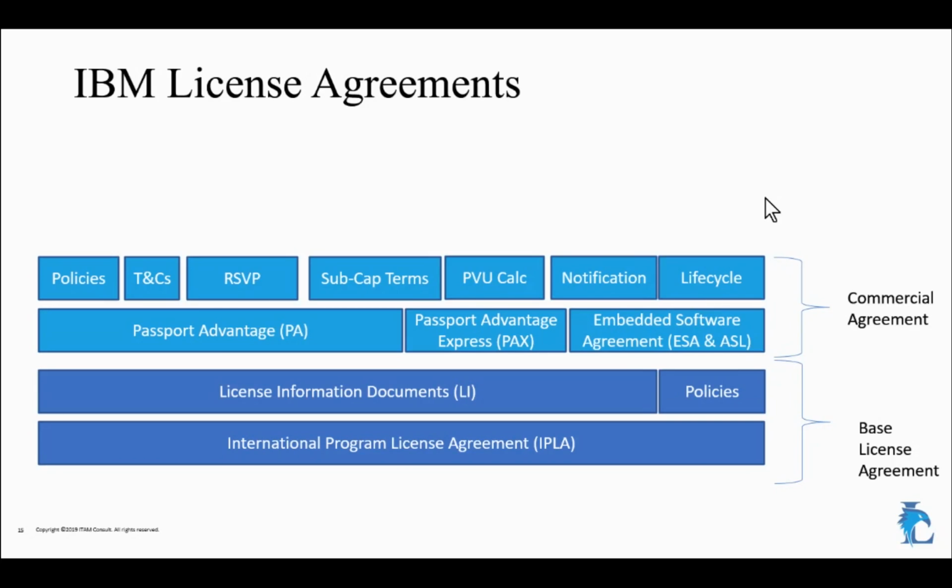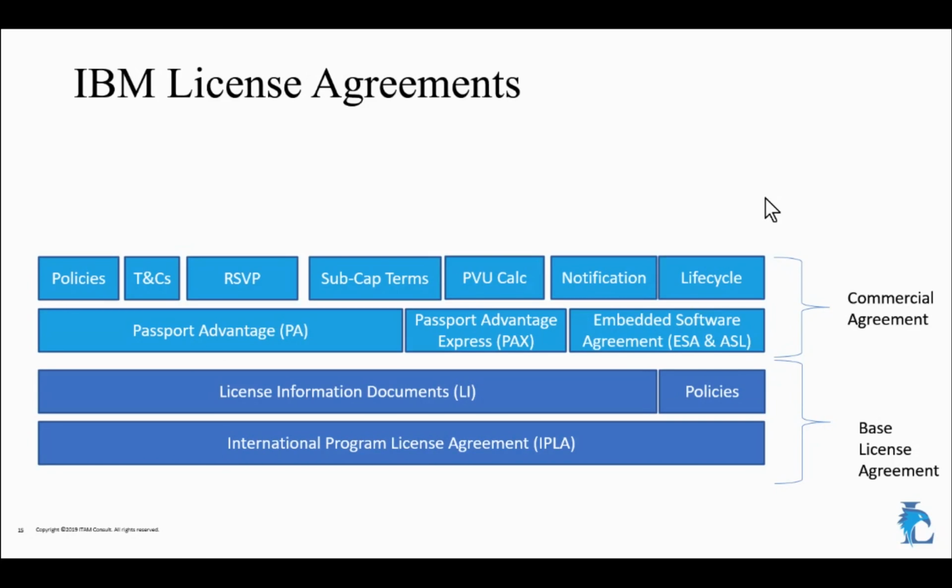documents, T's and C's, the RSVP program, which is all about your discounting, subcapacity terms, PVU calculations, how notifications are handled, and of course the software life cycles. And these are hyperlinks within these documents. Passport Advantage, and indeed so does the IPLA, also make reference to the audit clauses. IPLA enshrines the right to carry out audits, whereas Passport Advantage will include detail on how that will be handled and the commercial settlement, because of course it's the commercial agreement.